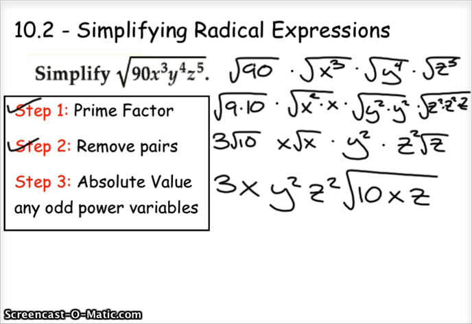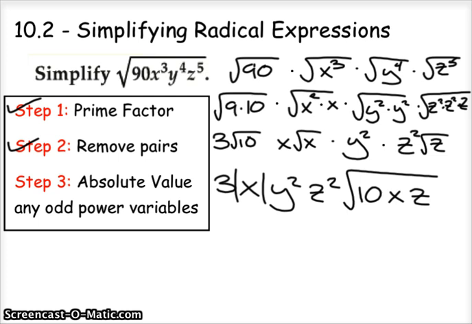Step 3 says I need to put an absolute value on any odd power variables. So looking at this, I have a 3, which is not a variable, an x to the first power, which is a variable and odd. Y squared and z squared are both to the second power, which are even. So I have to put an absolute value around x. Now, why do I have to put an absolute value around x?